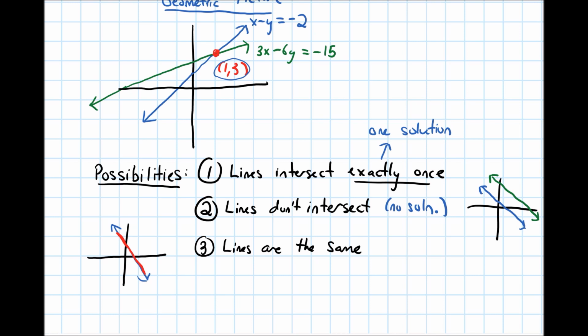But in this situation, how many intersection points are there? Well, there's infinitely many. Every single point on this line is an intersection point. So there would be infinitely many solutions in this third case.